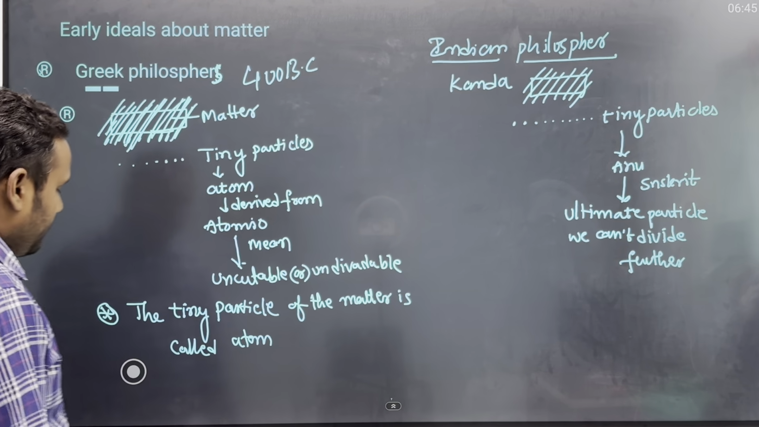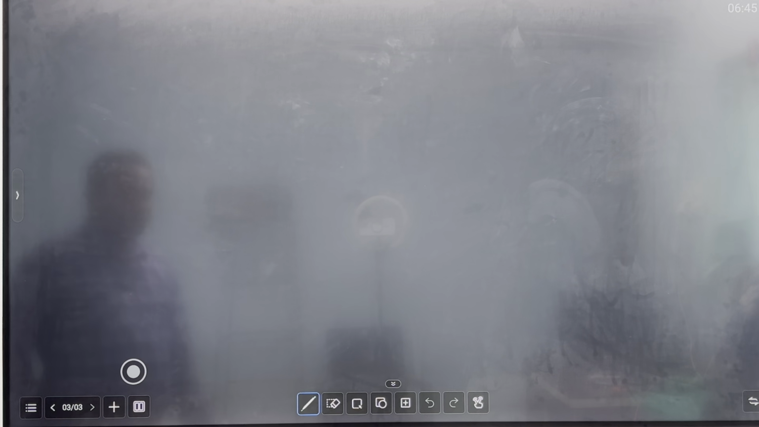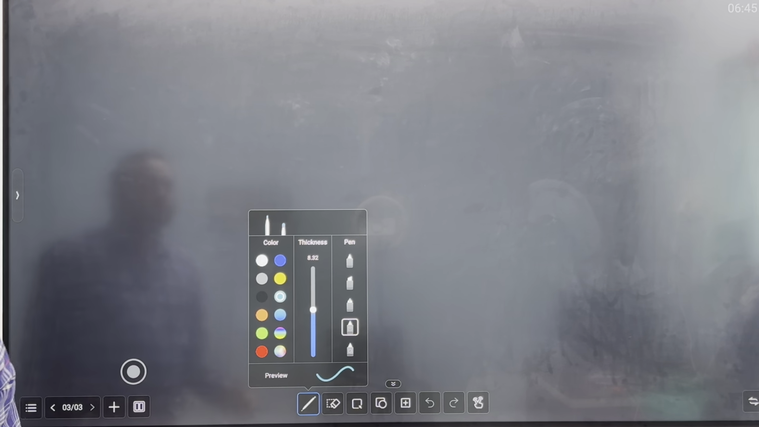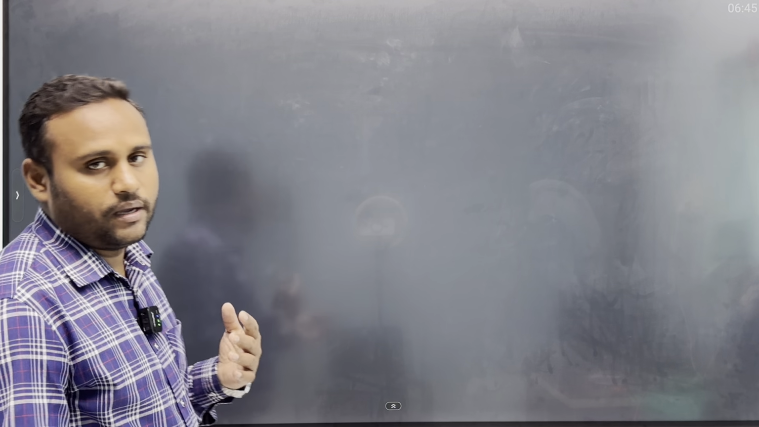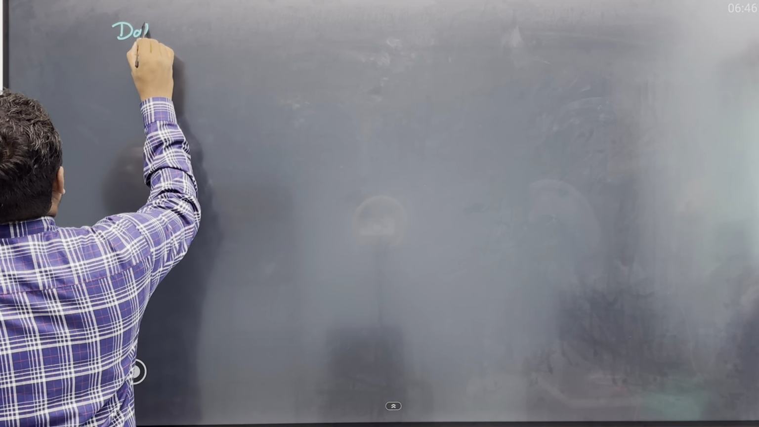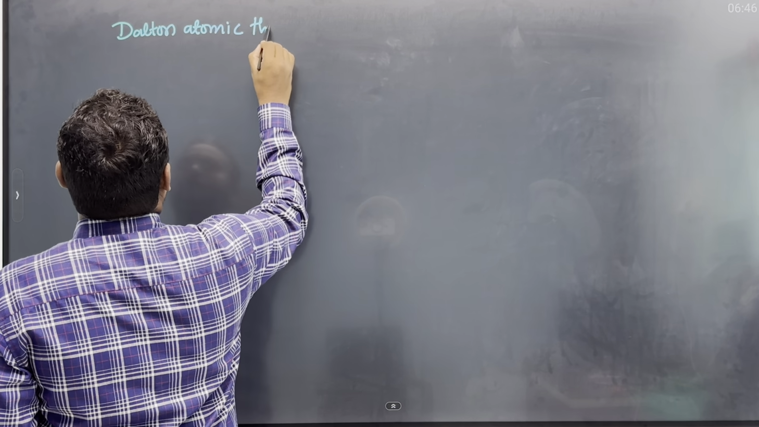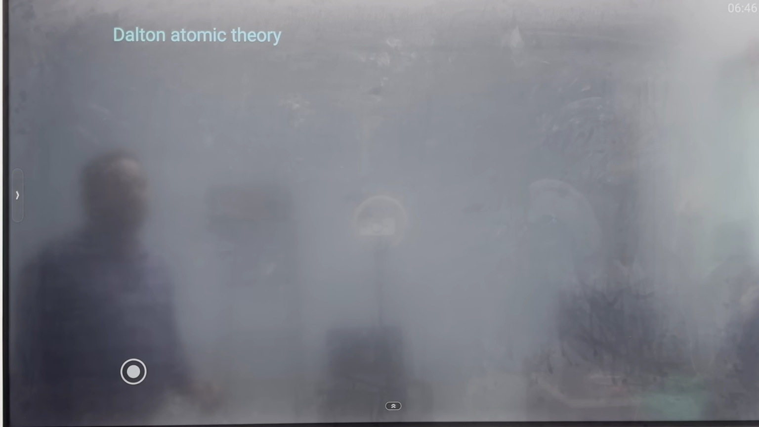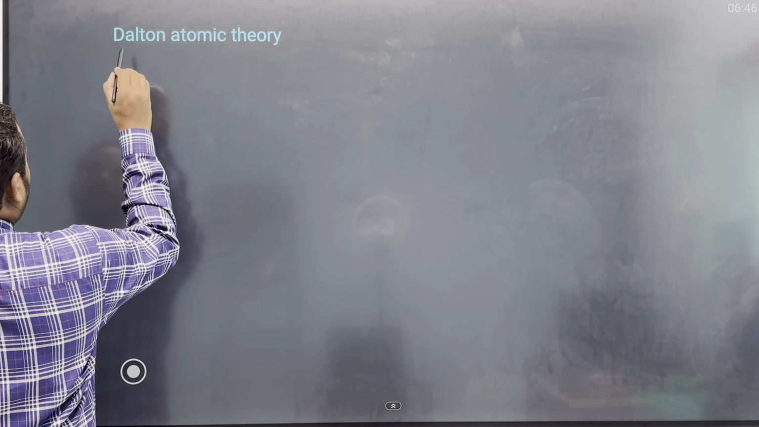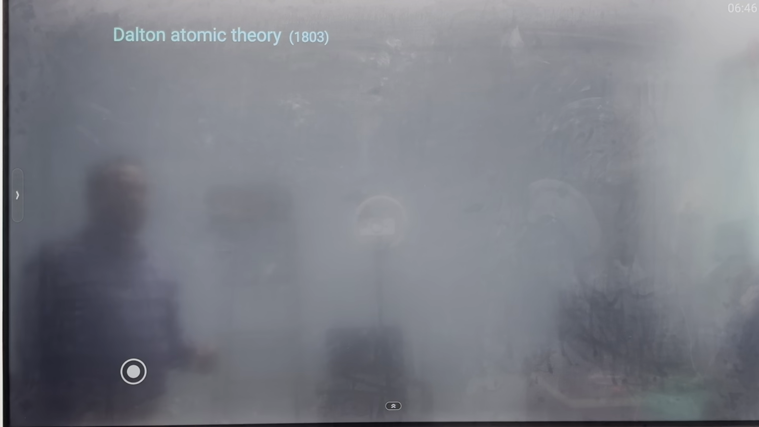Okay, next let us see John Dalton's atomic theory. Dalton's atomic theory. So John Dalton's atomic theory, and parallelly I am going to discuss the modern atomic theory. Simultaneously we see modern atomic theory also. First let us see John Dalton's atomic theory, which was proposed in 1803.